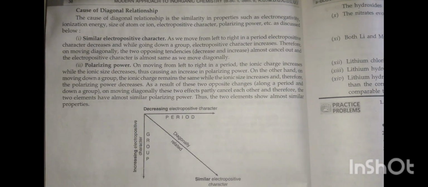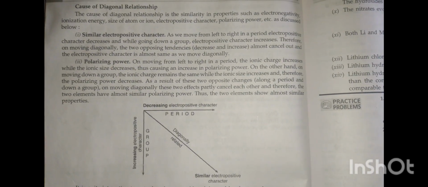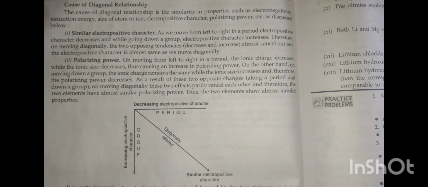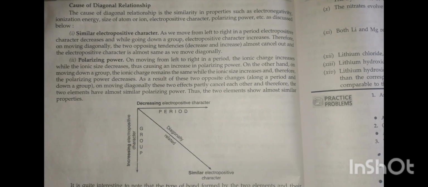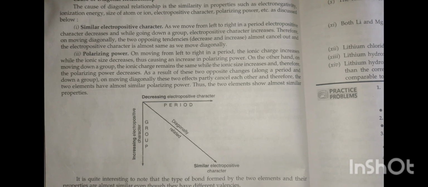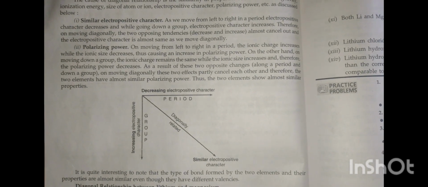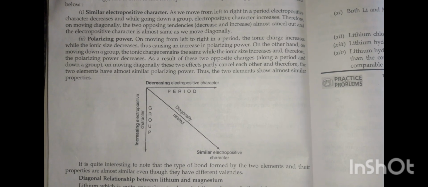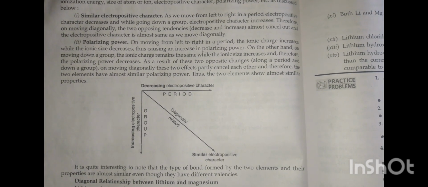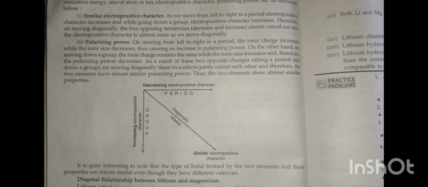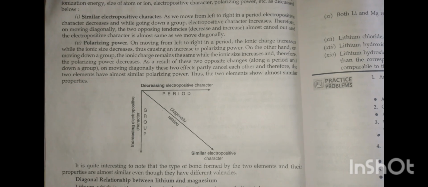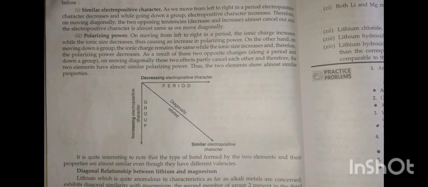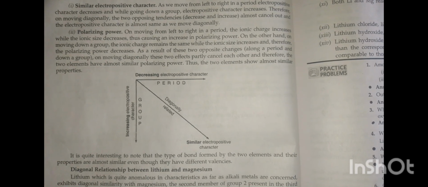Cause of diagonal relationship. The cause of diagonal relationship is the similarity in properties such as electronegativity, ionization energy, size of atom or ion, electropositive character, polarizing power, etc., as discussed below. First is similar electropositive character. As we move from left to right in a period, electropositive character decreases, and while going down a group, electropositive character increases. Therefore, on moving diagonally, the two opposing tendencies almost cancel out. The electropositive character is almost the same as we move diagonally.